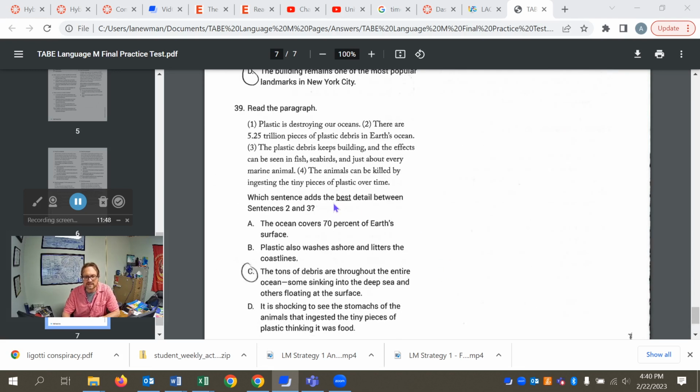Okay, 39, which sentence adds the best detail between sentences 2 and 3? It's C, the tons of debris are throughout the entire ocean. Sentence 2 talks about the 5.25 trillion pieces of trash. The sentence we're now having follow it tells us about that debris or trash. And then sentence 3 tells us about an additional effect of that debris building up.